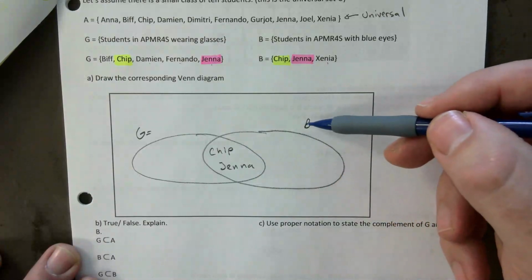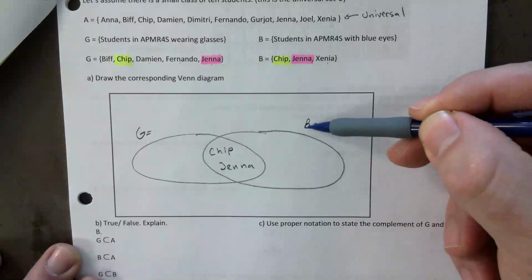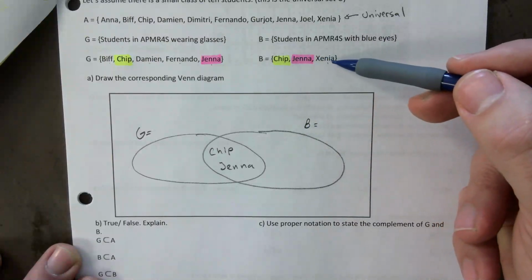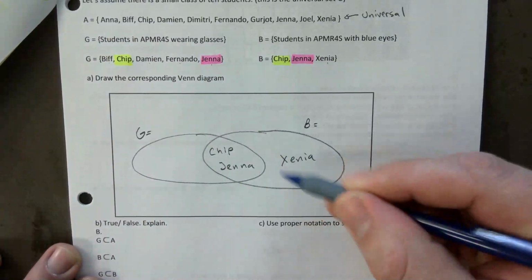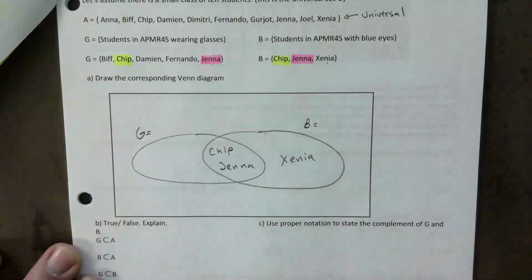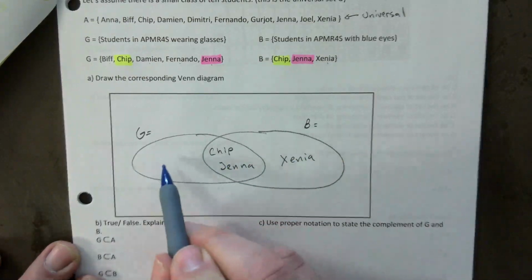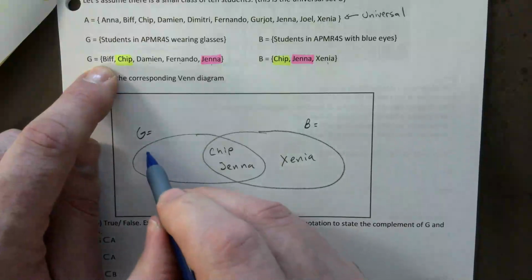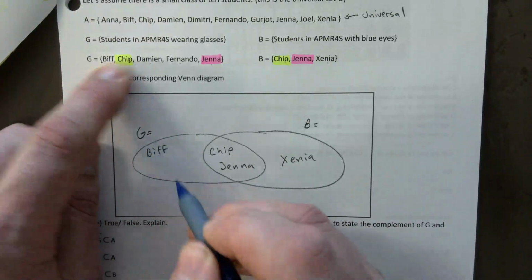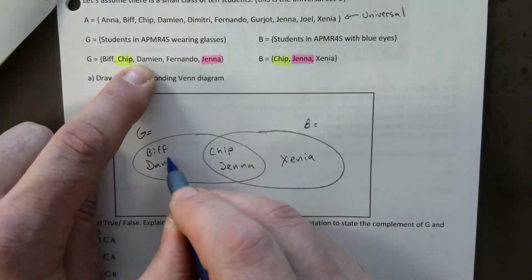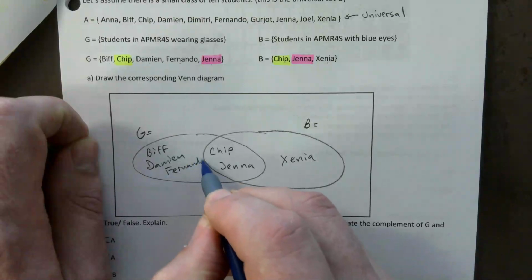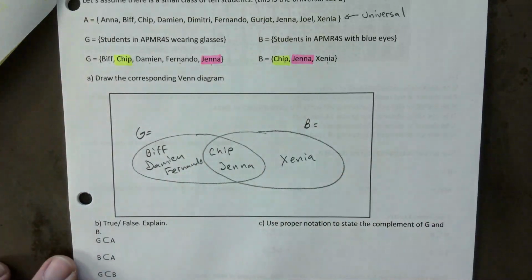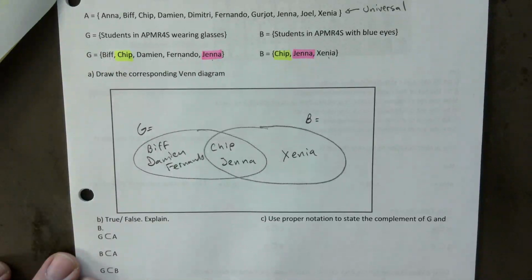And then you need to fill in B, this part right here. What else is in B yet? There's a student named Xenia, so you write that student's name in here because it's not being shared with the other set. And over here, for G, we've got Biff, Damien, Fernando. Okay, is this good? Yeah, so far so good.